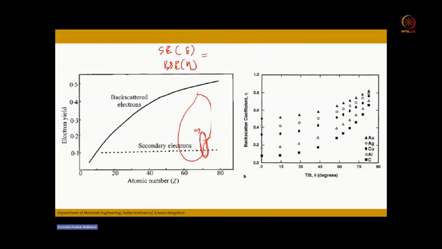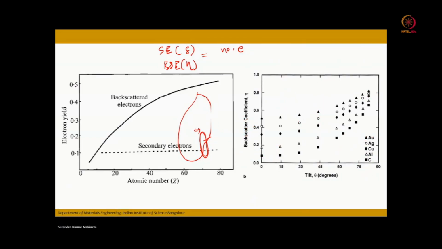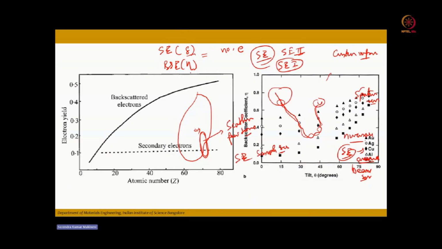And the terminology is this: it means the number of electrons, secondary or backscattered electrons, emitted from the specimen for each incident electron. These are known as the secondary electron coefficient or the backscattered electron coefficient.